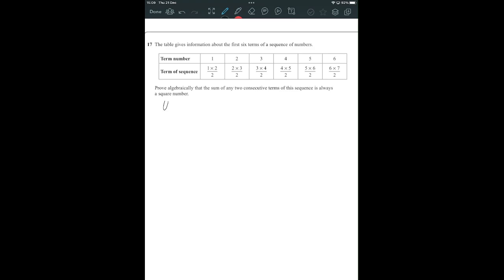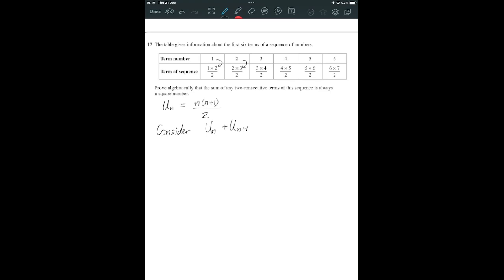Now, the first thing we need to do to be able to prove is to have a general formula. So if we're trying to work out how does 1 turn into 1 times 2 over 2, how's 2 turn into 2 times 3 over 2, it looks like it's always over 2. It looks like the term number times by the next number, n times n plus 1. And you can check that pattern works all the way across. So we need to prove that 2 consecutive terms, that'll be un plus un plus 1, that whatever this is, turns out to be a square number.